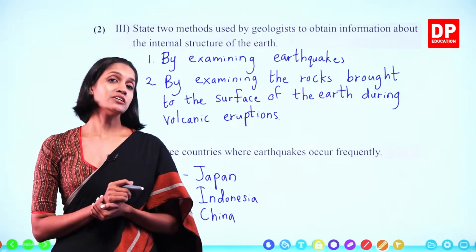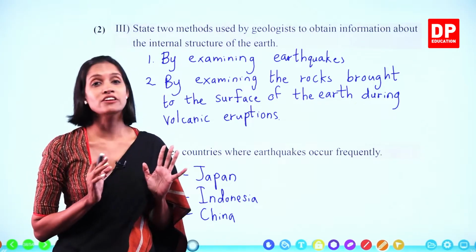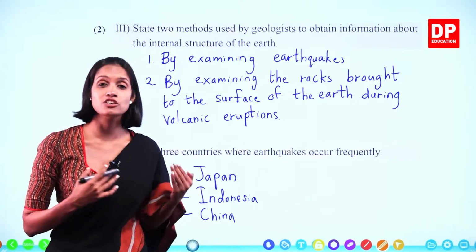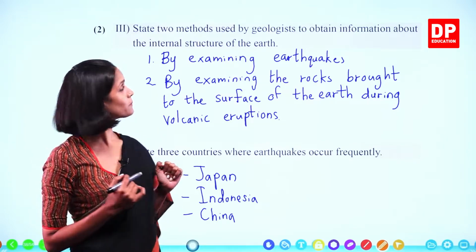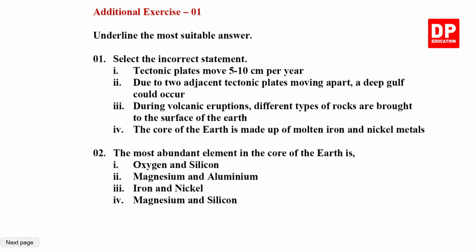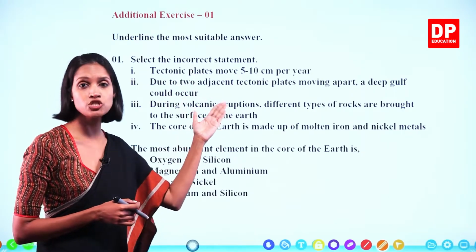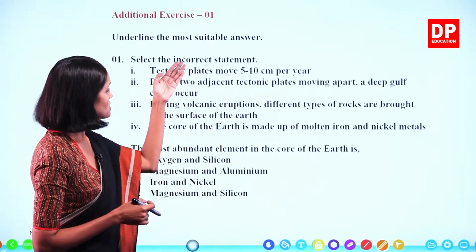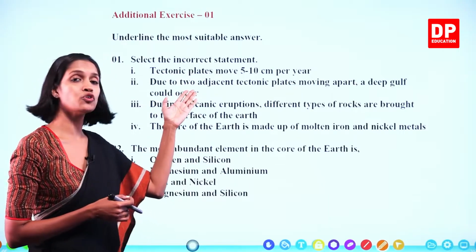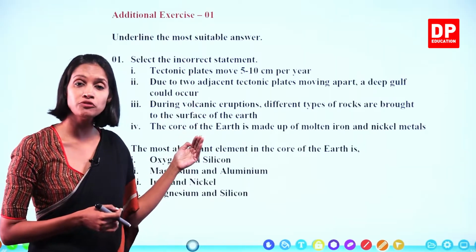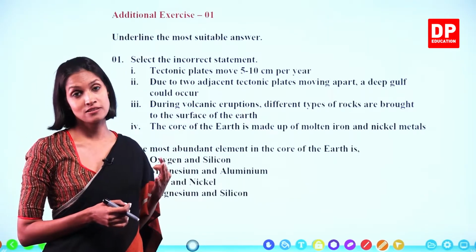Right. We have completed the exercise given in the textbook. Now we are going to do some additional exercises in order to improve your knowledge, okay? Exercise number 1. Underline the most suitable answers. These types of questions are known as MCQ, multiple choice questions, right? They generally have 4 answers, so you have to read all 4 answers and underline the most correct answer, okay?